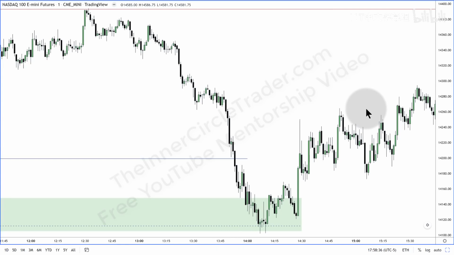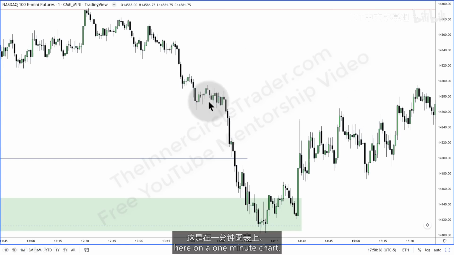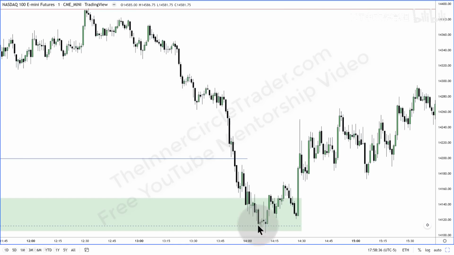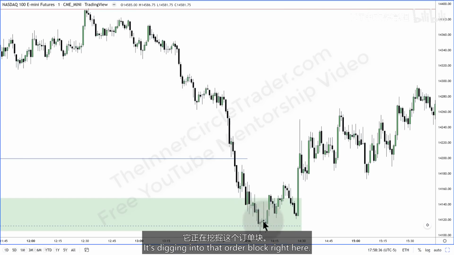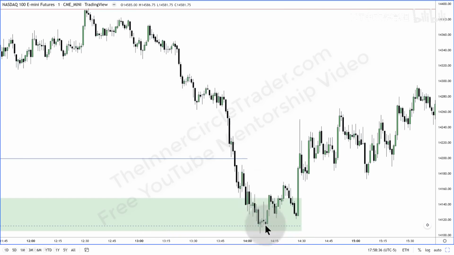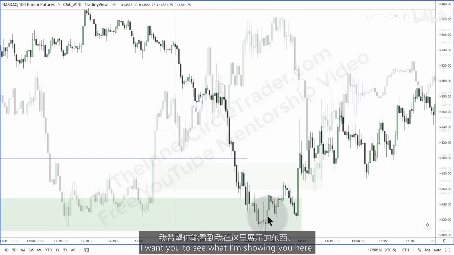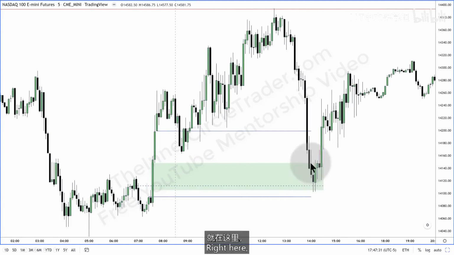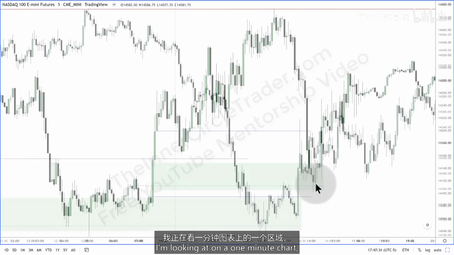Here is that drop down here on a 1-minute chart. It's digging into that order block right here. If you look real close, let me go back up one slide. I want you to see what I'm showing you here. Right here, this price action, see 14,140, 14,120. This little area right here, I'm looking at on a 1-minute chart.